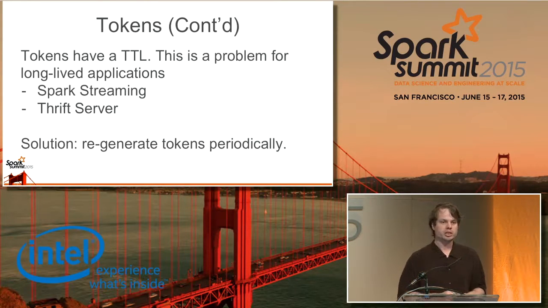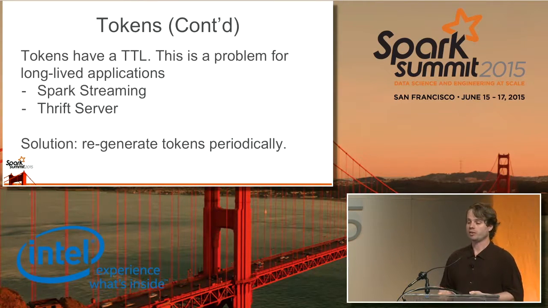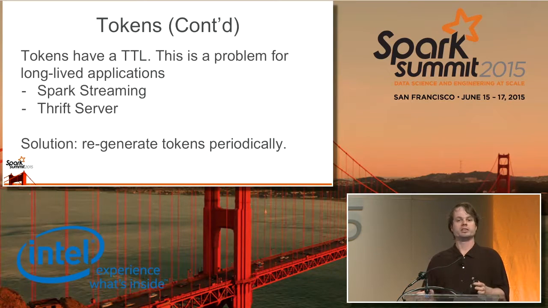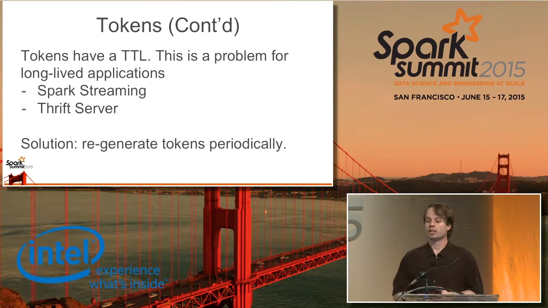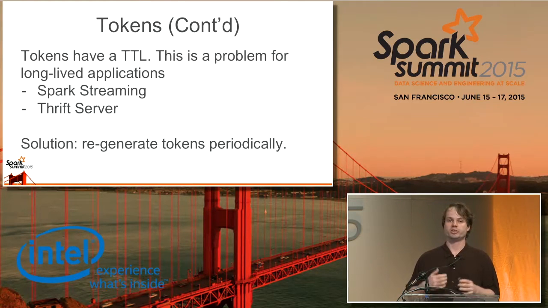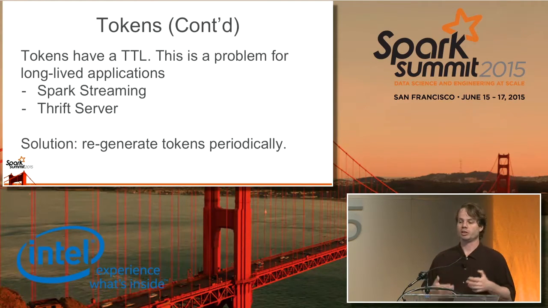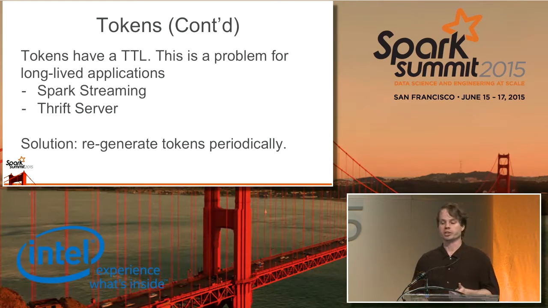So one thing that delegation tokens and also Kerberos tickets have is a TTL. They have a maximum time to live, and after that TTL, those tokens and that ticket are not valid anymore. This is a very big limitation for long-lived applications such as Spark Streaming, or the Spark SQL Thrift server, because you want those applications to be available all the time and running, and you don't want to have to restart them every once in a while just to get new credentials.